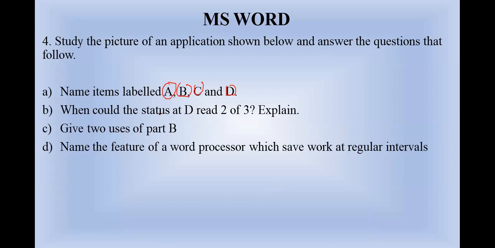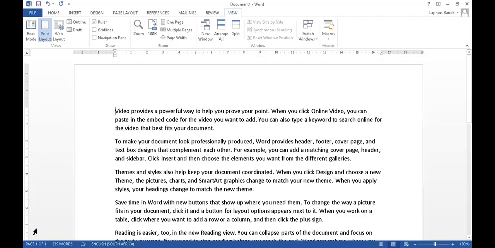B. When could the status at D reach 2 of 3? And explain. So let me put there Microsoft Word. So it's saying page 1 of 1. But when can it reach 2 of 3?